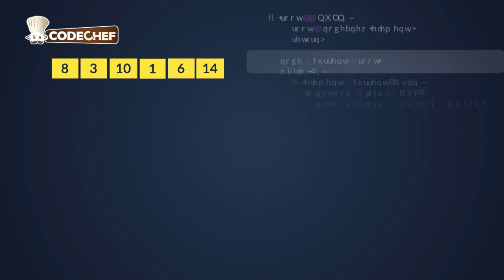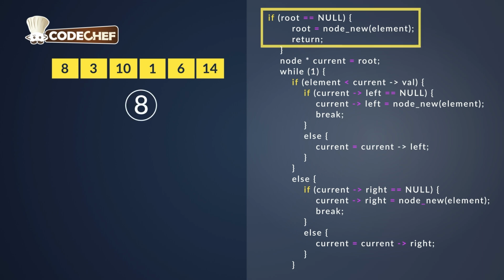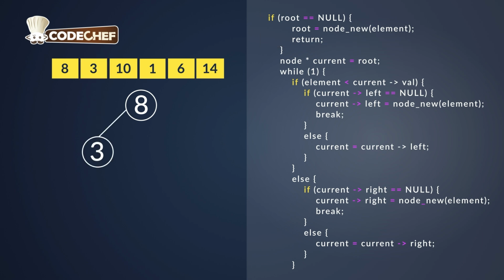The insertion logic is implemented on the right. The tree is empty, so we set 8 as the root node. In code, this is handled by checking if the root is null and creating a new node. Now, we insert 3. Since 3 is smaller than 8, we move left and place it there. The code checks this condition and creates a new left child.